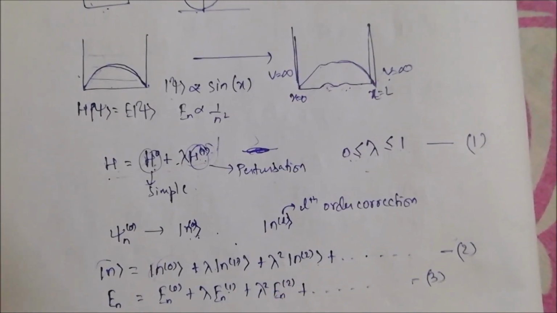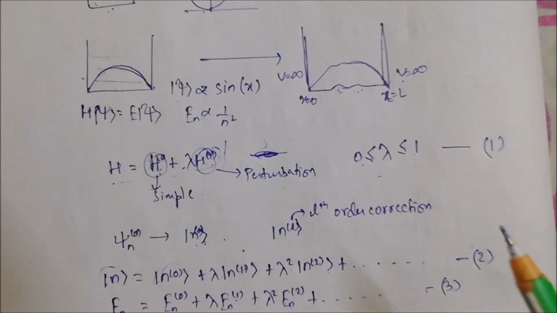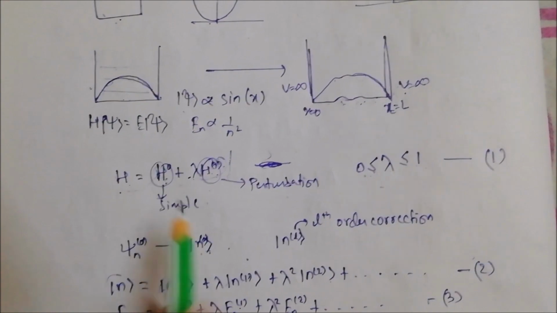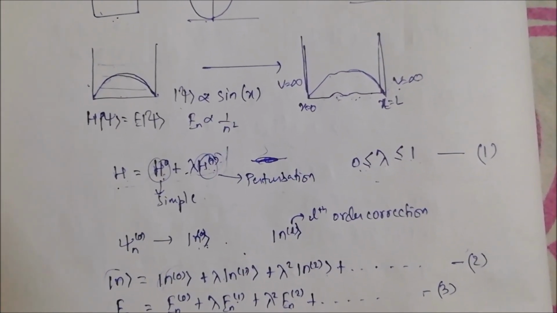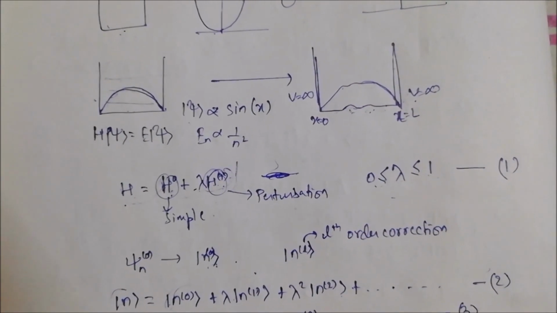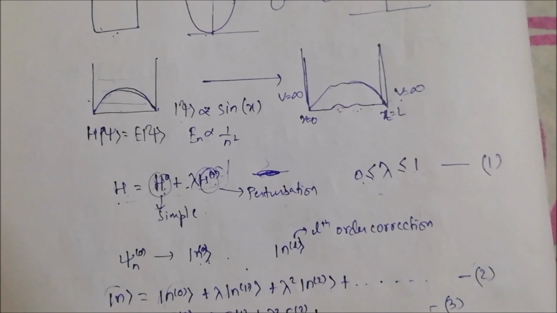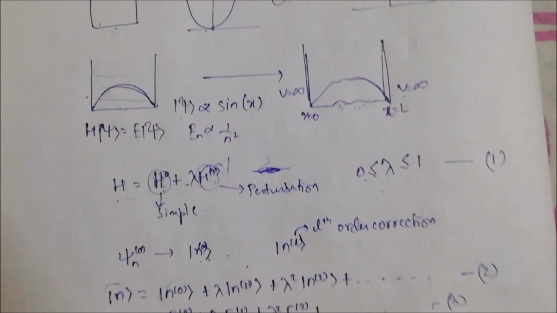Before proceeding further, I will let you know that I am going to use Dirac's bracket notation, and that for the simple Hamiltonian the eigenstates are orthonormal, and I'll introduce more information as we go on.